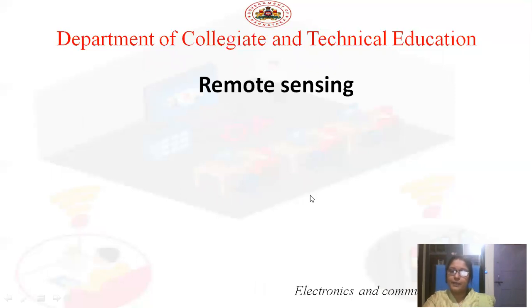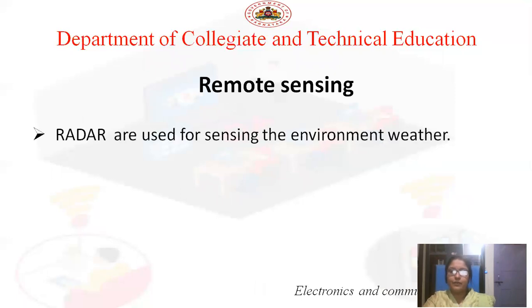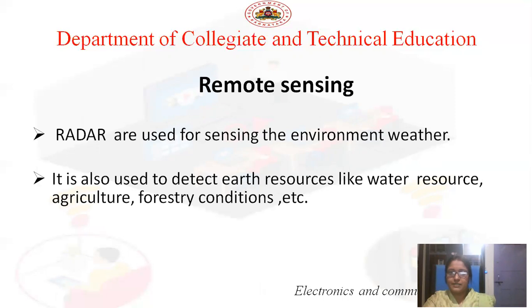The remote sensing application: radar is used for sensing the weather, in the case of weather forecasting. Radar signals are used to find out the weather forecast. Next, it is also used to detect earth resources like water resources, agriculture resources, forestry conditions, etc. To find those also, the radar signals are used.